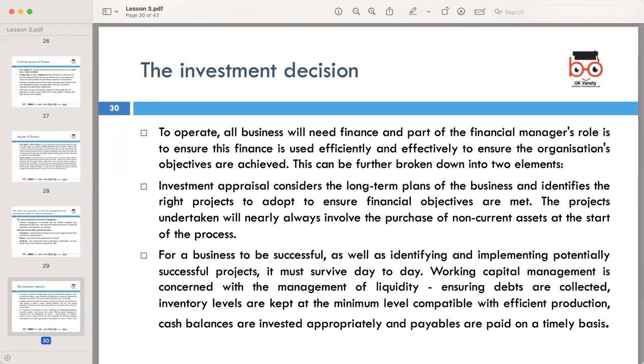When it comes to investment appraisal, we need to consider the long-term plans of the businesses and identify the right objectives that will help meet our financial goals. In most cases, these projects will involve the purchase of non-current assets. By carefully evaluating and selecting these projects, we can ensure that our financial objectives are met. So any questions so far? Okay, any question about decision making or financial management?